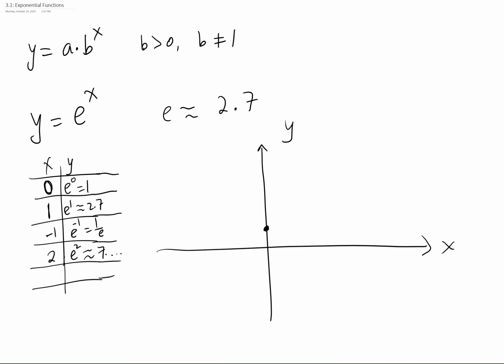So 0, 1, that's the point (0, 1). 1 and 2.7. Negative 1 and 0 point something. 2 and 7 something. That's the graph. Is that okay? So here we got the graph of this exponential function.